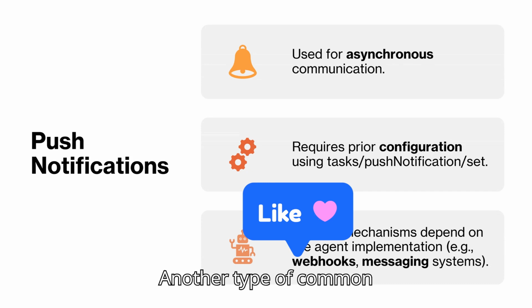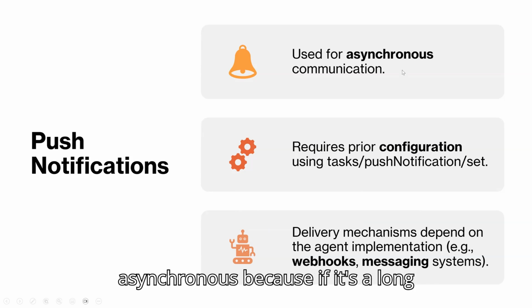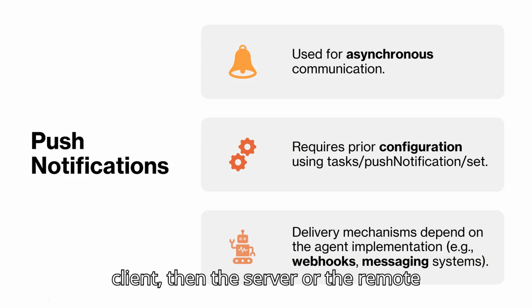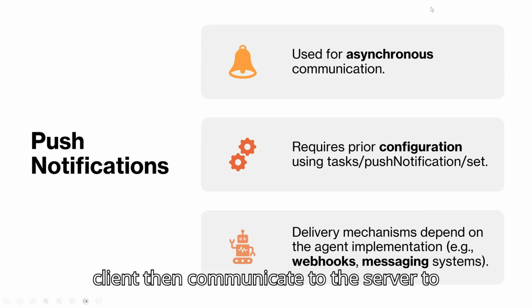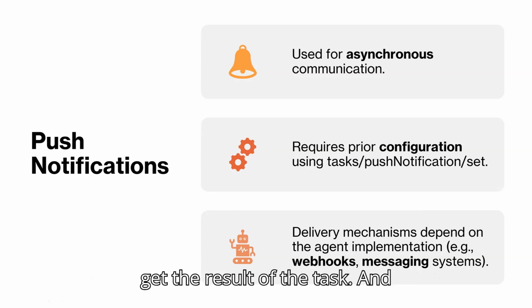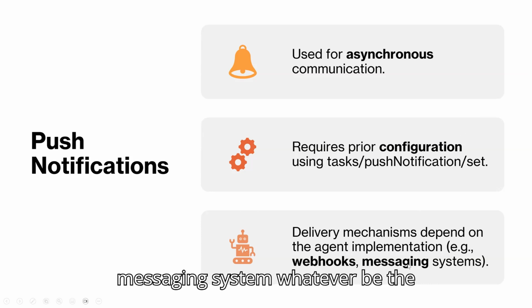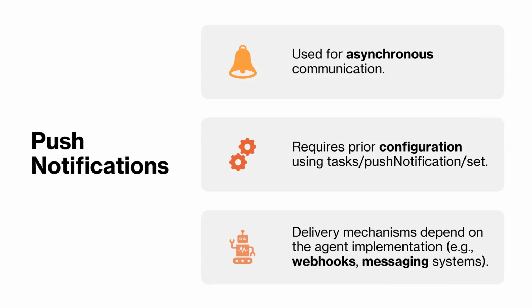Another type of common communication is push notification, which is used for asynchronous work. If a long-running job is executed in the remote agent, then the server or remote agent informs the local client using this push notification, so that the local client then communicates with the server to get the result of the task. Usually we use webhooks or other messaging systems, whichever is the preferred implementation method for the client agent.